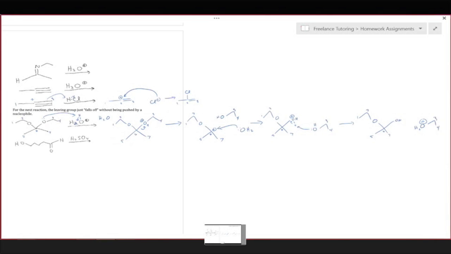So basically, we haven't learned how to figure out which one it is, so I'm just giving you hints. Generally, you should just assume that the leaving group will leave at the same time as the nucleophile attacks, unless you've learned specifically otherwise.